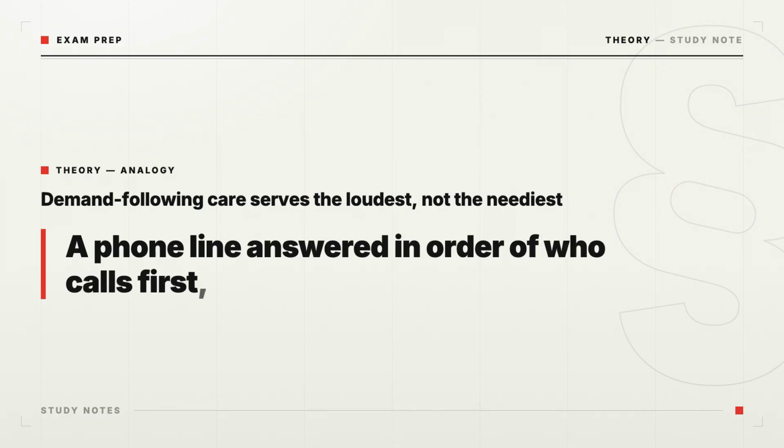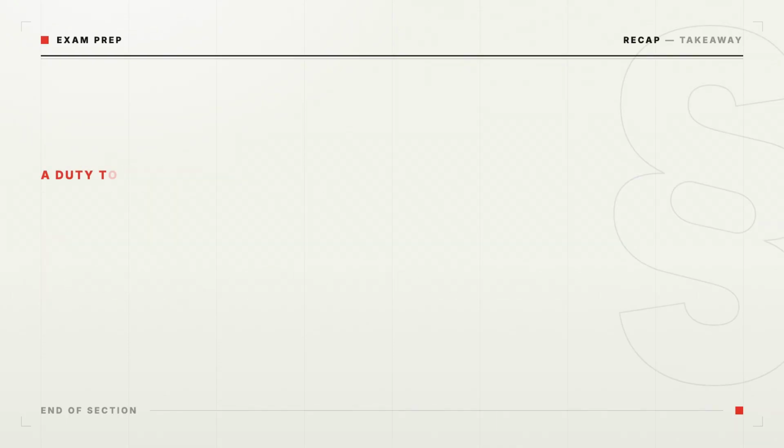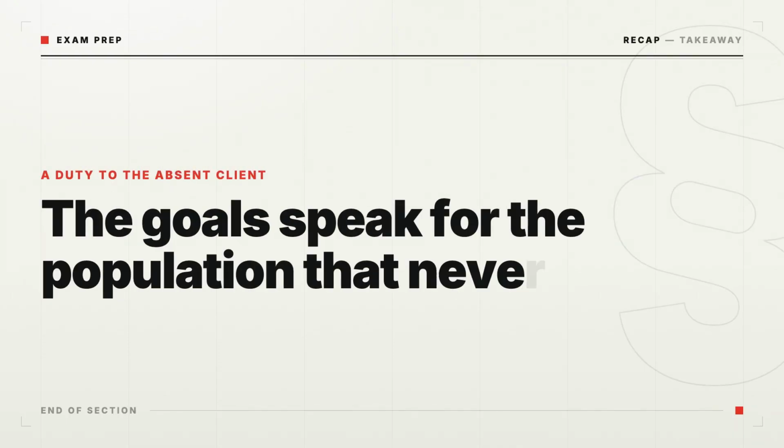Because the commitment is to the whole population, resources can't simply follow demand. A program serving whoever calls first reaches the most organized and least burdened people, systematically underserving those whose need is greatest. Bedside nursing owes a duty to the patient in the room. Public health nursing owes a duty to a population that cannot advocate for itself and never appears at the desk asking for anything, and the goals make that unspoken claim explicit.